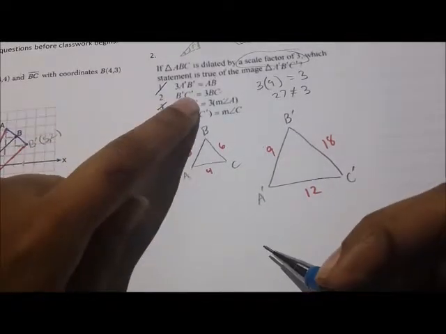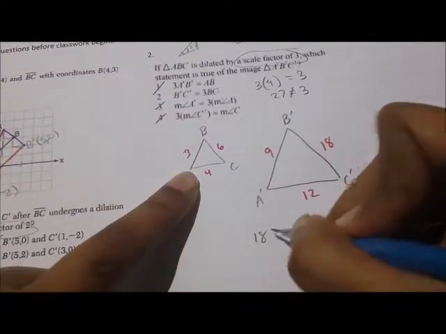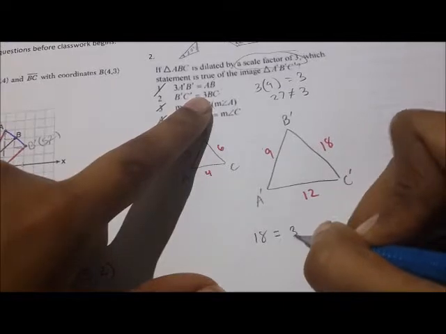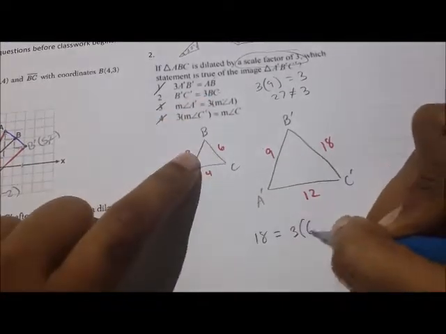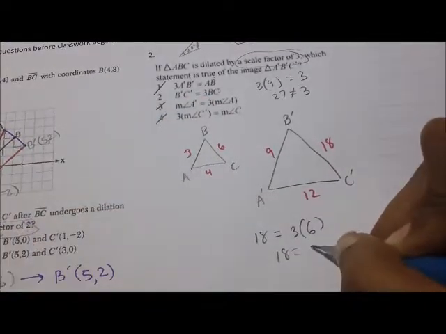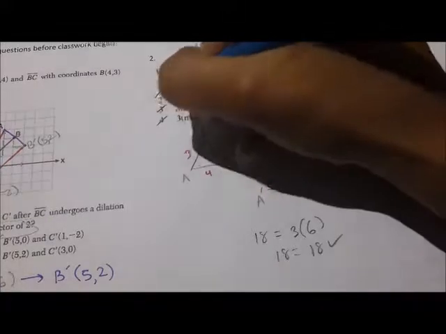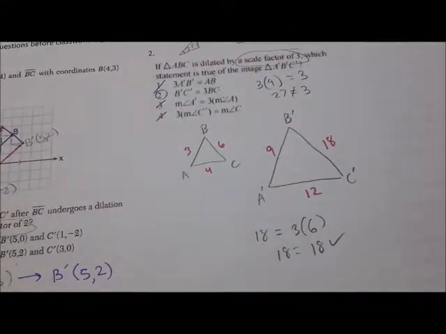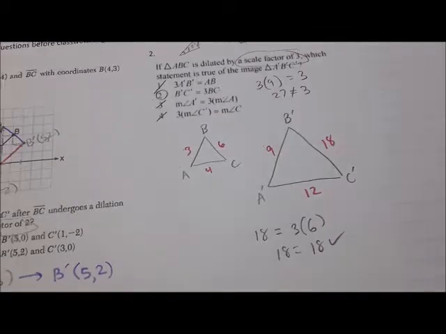So here it says B prime C prime. We have that as 18 equals 3 times BC, which is 6. And we know that 18 does equal 18, so our answer choice is definitely 2. And that's pretty much it when it comes to very general scenarios like this. Always sketch out a simple diagram and see if it'll work out for whatever multiple choice they give you.